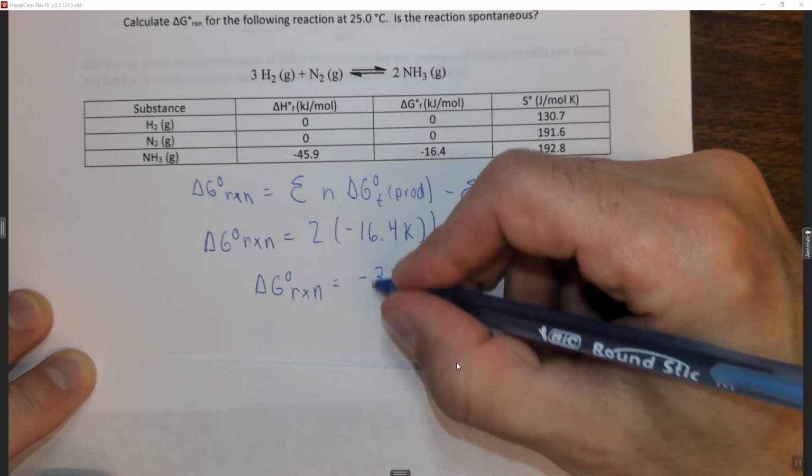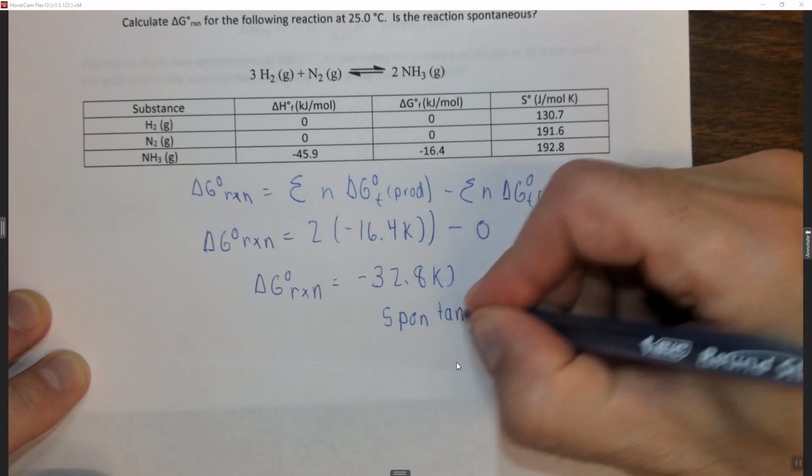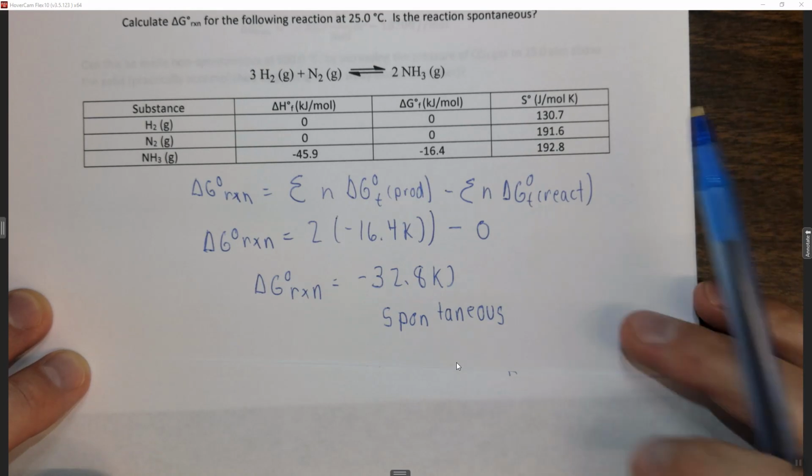This reaction, because delta G is negative, as we've talked about before, is spontaneous. So this is a spontaneous reaction with a negative delta G value.